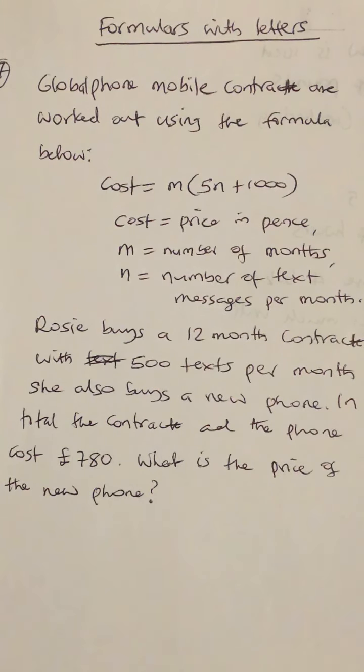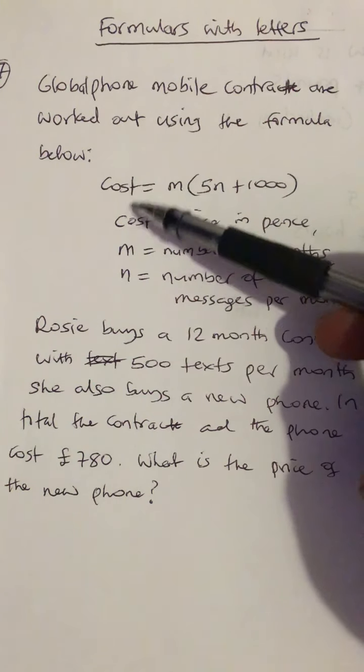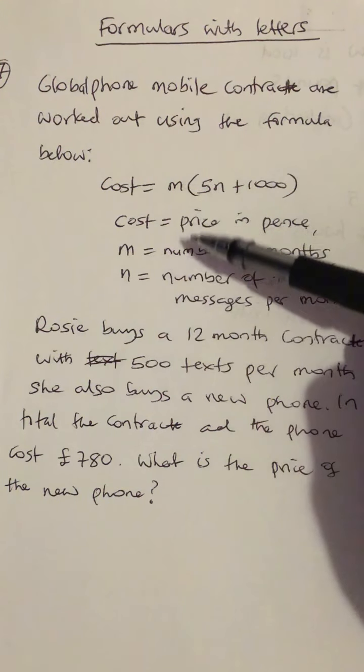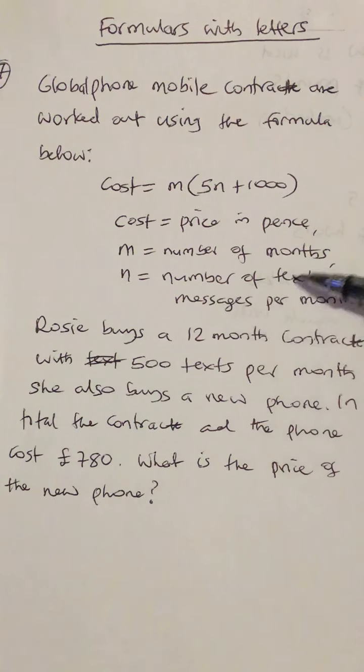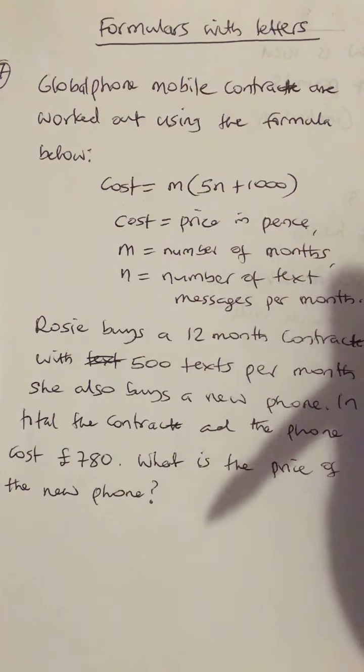In this problem, a global phone mobile contract is worked out using the formula below. The cost is equal to M, bracket open, 5n plus 1000, bracket close. So the letters here mean: cost is the price in pence, M represents the number of months, and N is the number of text messages per month. This equation is used to calculate the price in pence of a full contract.